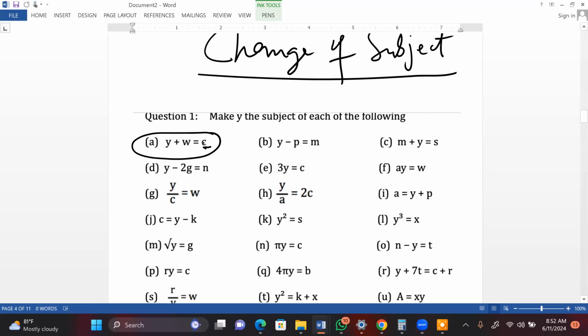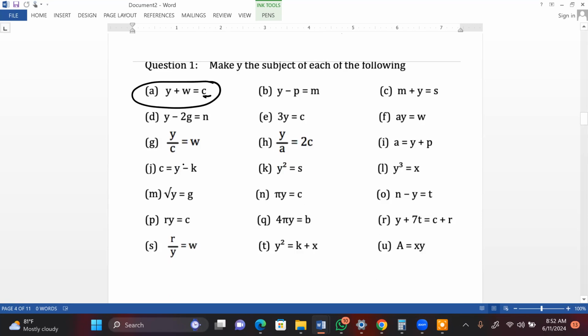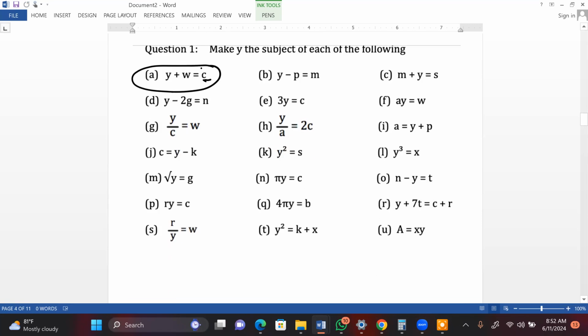Now, if you are asked to make another letter or variable the subject of formula, that is what we mean by change of subject of formula. I hope I'm making sense. So the question says, make Y the subject of each of the following. And we have Y, the first one, Y plus W is equal to C.